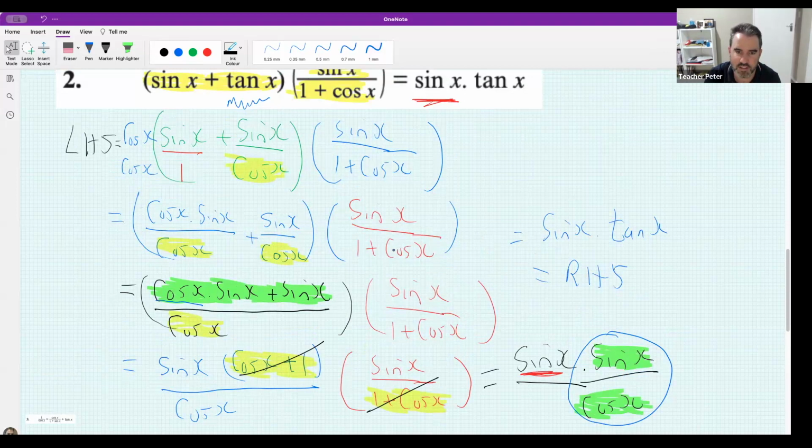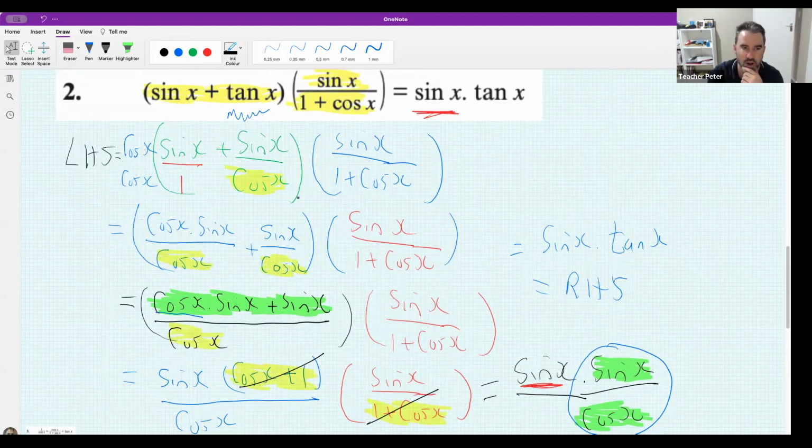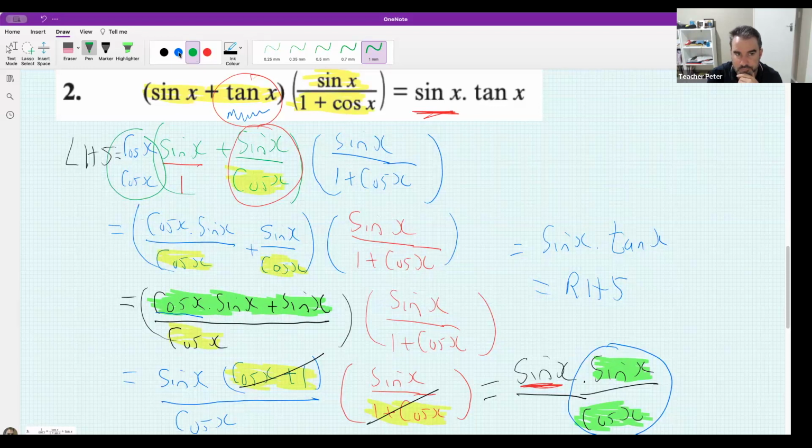So let's have a look at the key steps. Let's review the key ideas that we used in this question. Step one was to translate the tan into sine x over cos x. Step two was to make denominators that were the same and put them together. Step three was to factorize this. Step four was to cancel. Step five was to recognize that this was tan x.